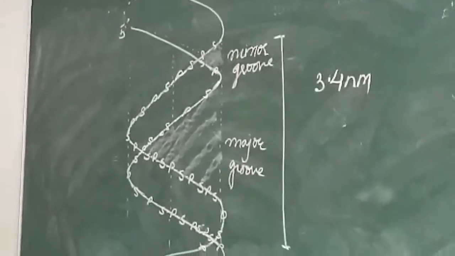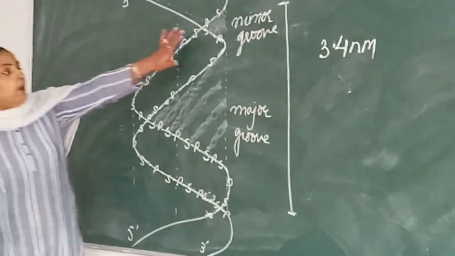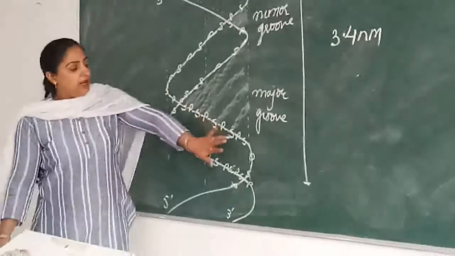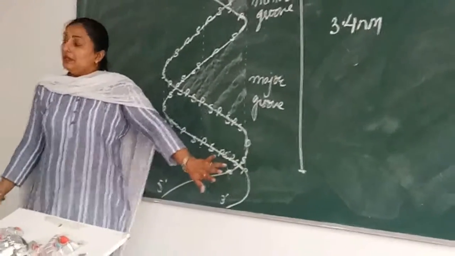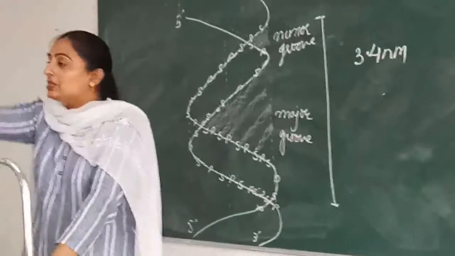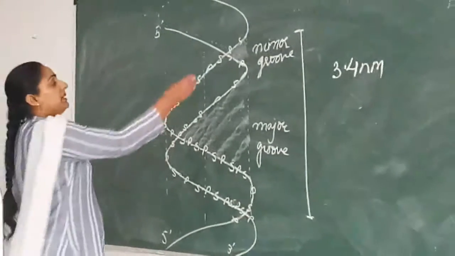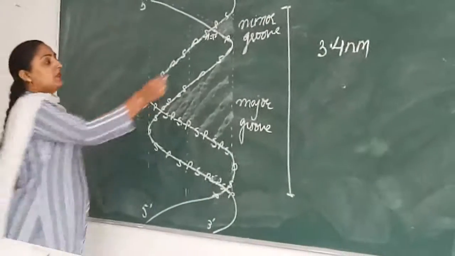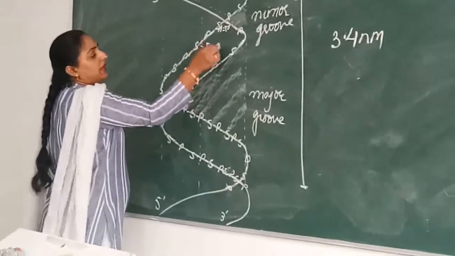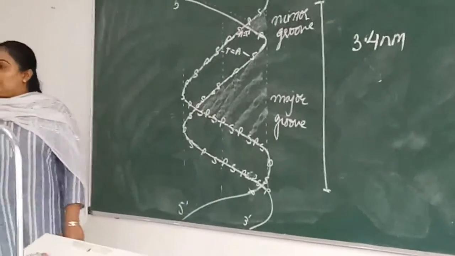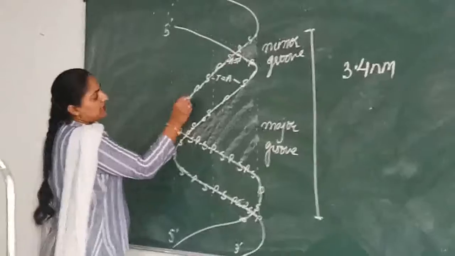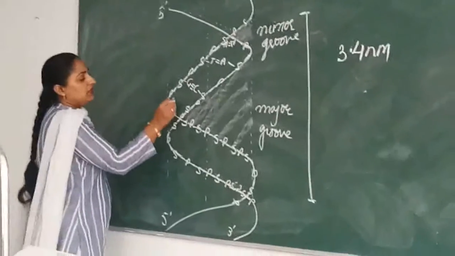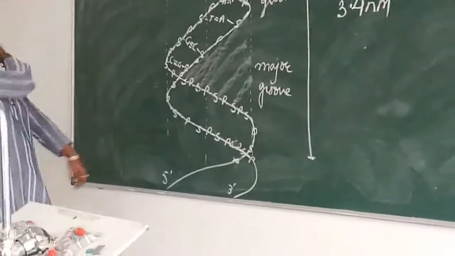In one turn, there are 10 bases. So I have drawn 10 bases, 10 sugar molecules, because 10 bases are arranged in one turn of the DNA. Supposing here it is A, it will be double bond T with this sugar. Supposing this is T, it will be double bond A opposite to the other sugar on the other strand running anti-parallel to each other. Supposing this is G, triple bond C with the sugar. Supposing this is C, triple bond G with the sugar.